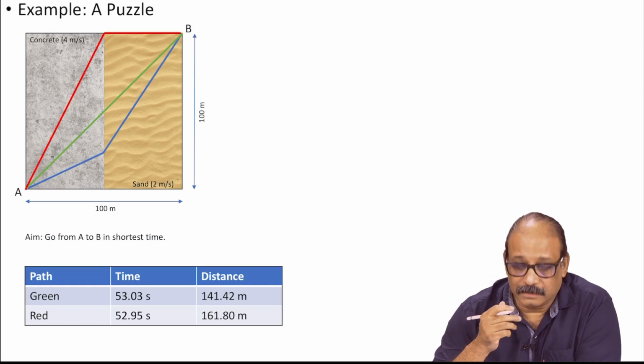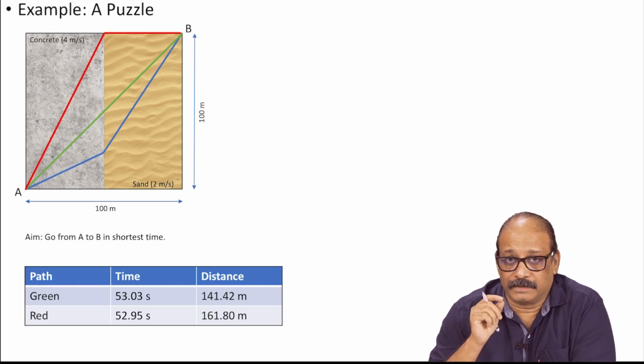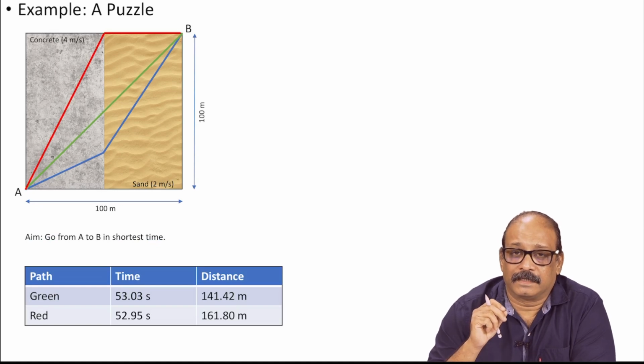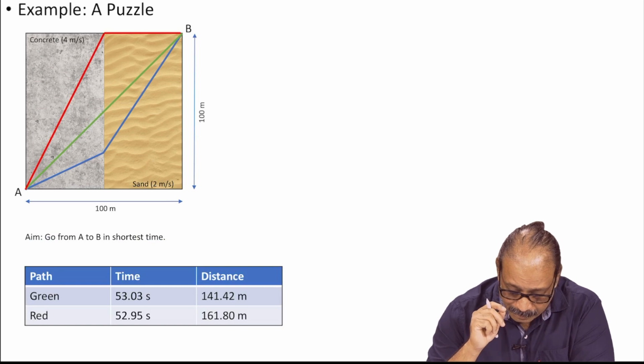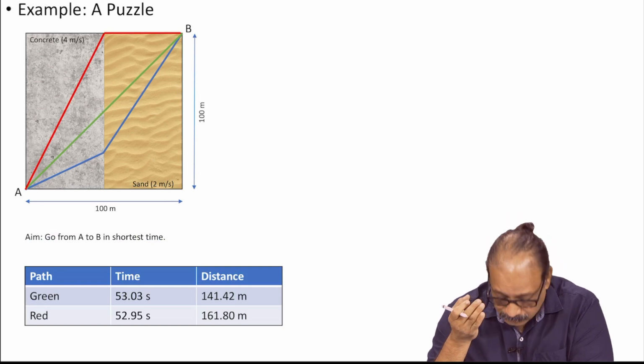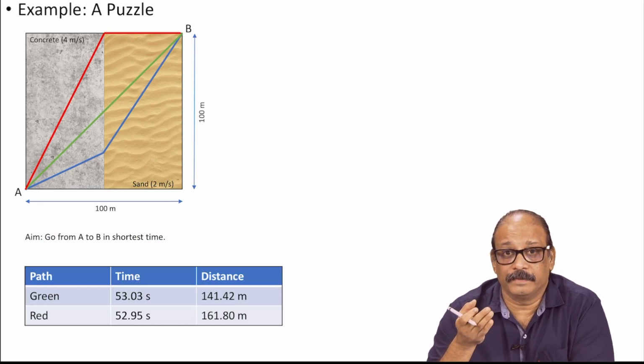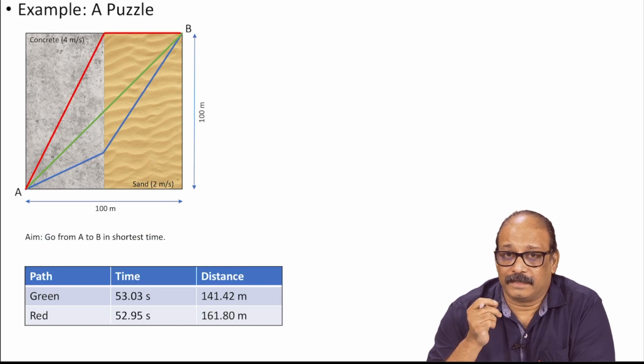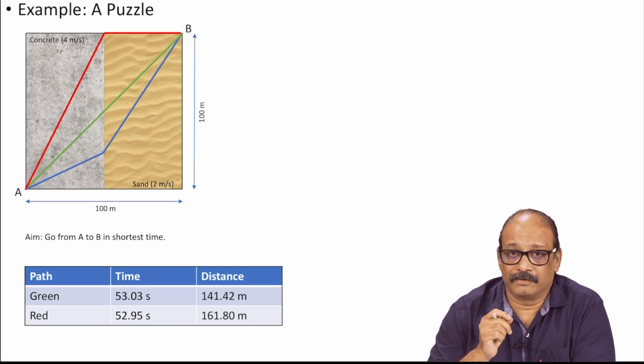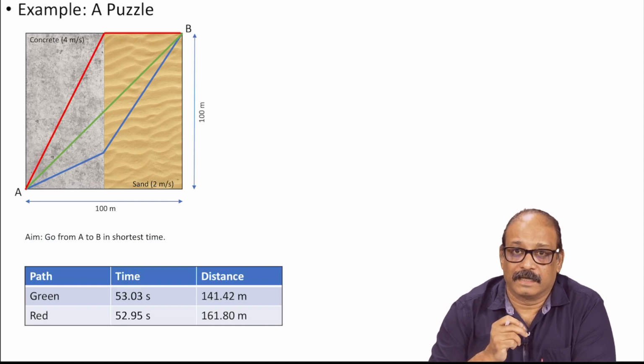So, the green path, which is diagonal, which is shortest, about 141 meters, takes about 53 seconds. But wait, that red path is about 162 meters, but it takes a tiny bit less time. So, you are running a much longer distance, but still you would end up taking less time.